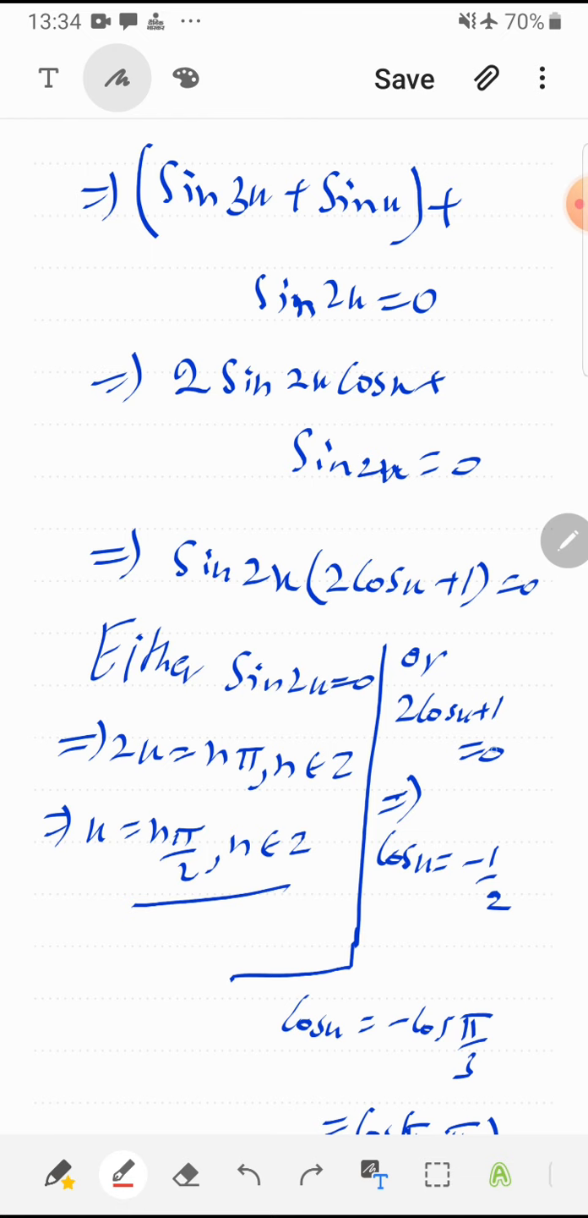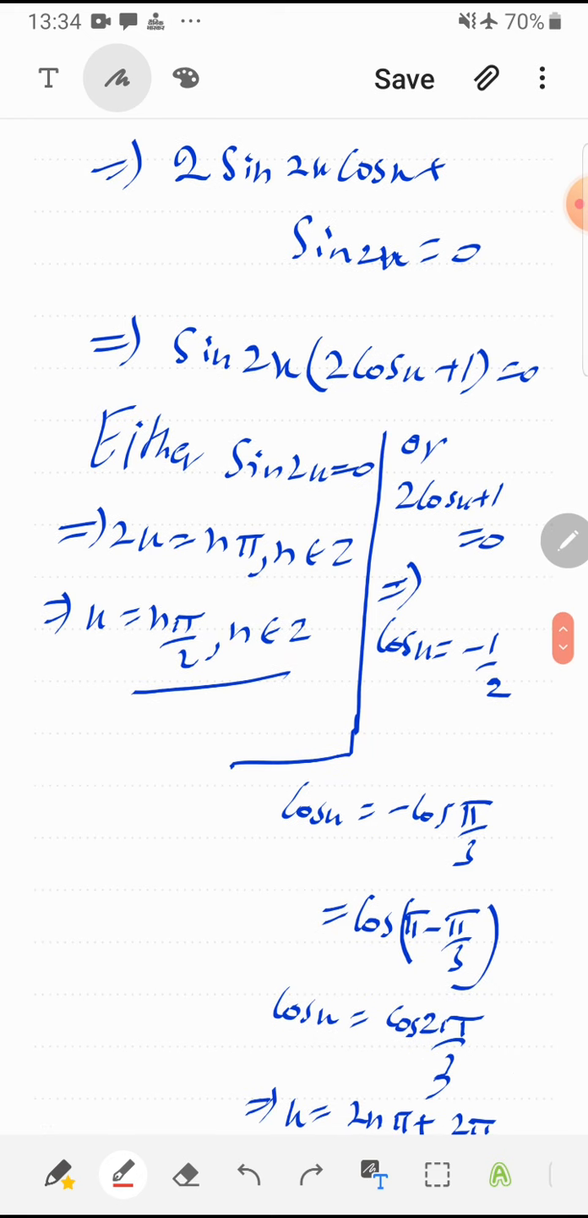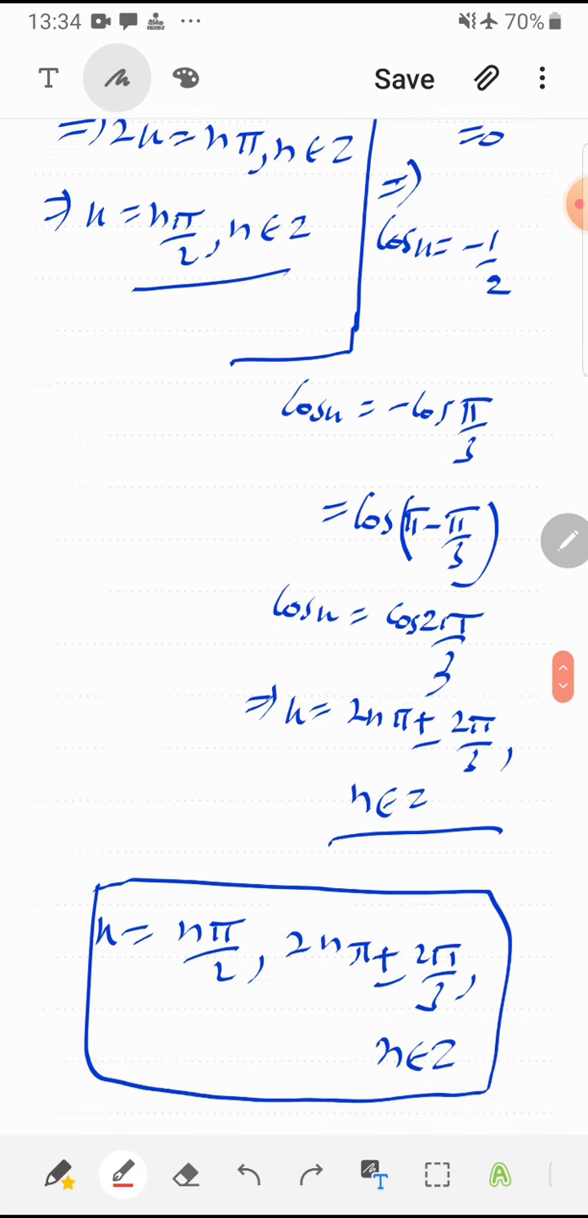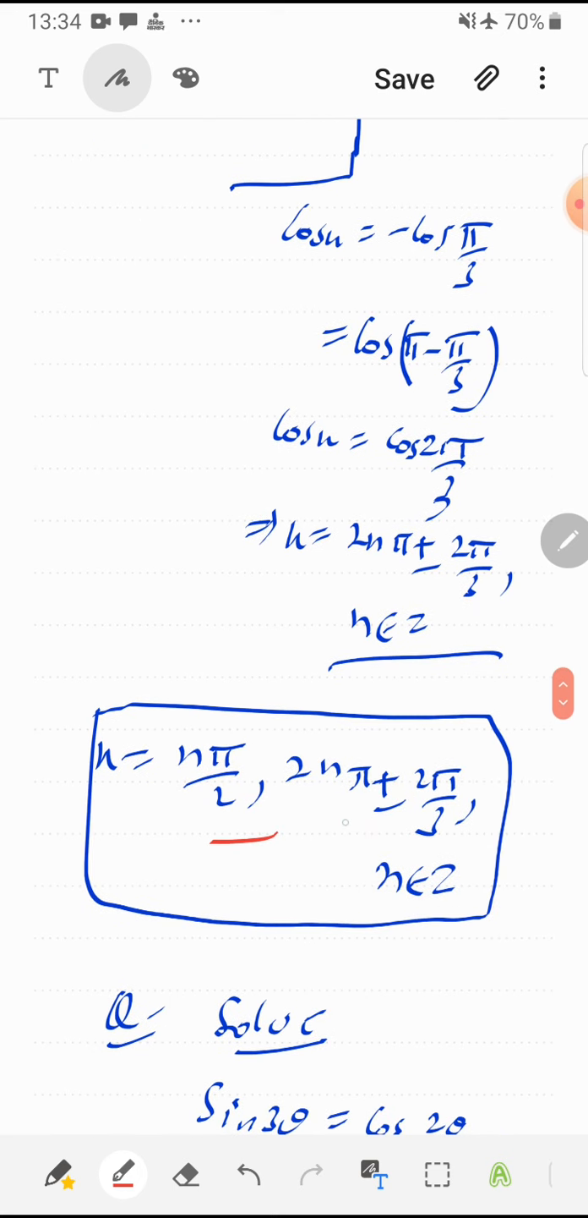And when 2 cos x plus 1 is equal to 0, so cos x is equal to minus half, or minus cos pi by 3, or cos pi minus pi by 3. So x is equal to 2n pi plus minus 2 pi by 3. So overall n pi by 2 and 2n pi plus minus 2 pi by 3, these are the solutions of this equation where n belongs to z. This is very important to write, n belongs to z.